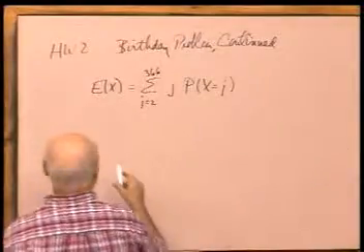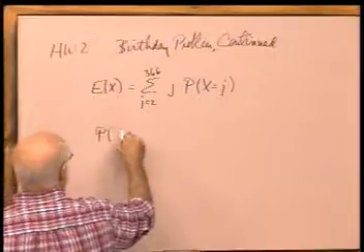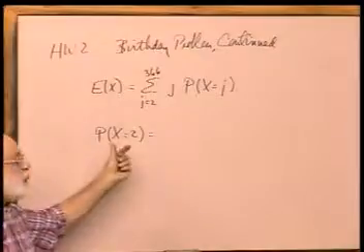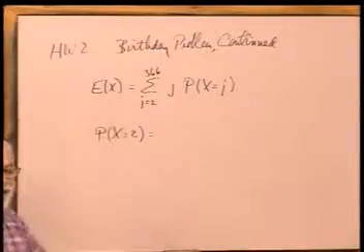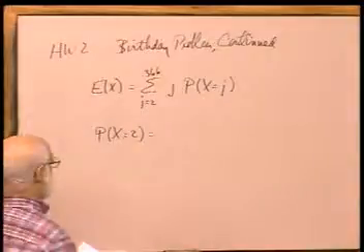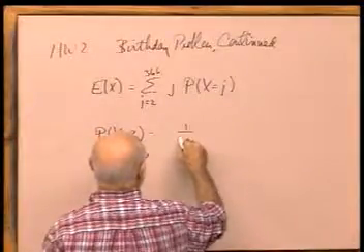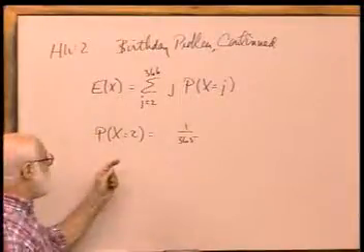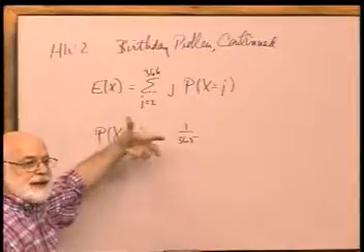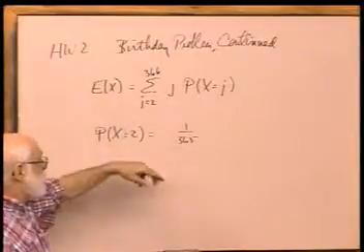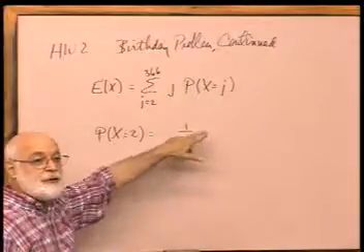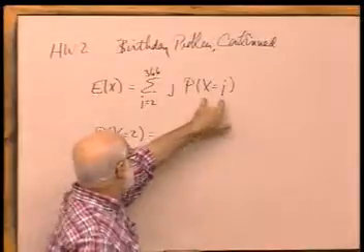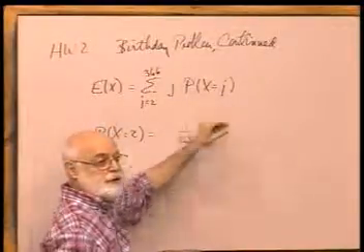Okay, so what is the expected value? First, I got to calculate the probabilities. So what's the probability that x equals 2? In other words, what's the probability that when I question people one at a time, the first match will come on the second person? As we all know, that value is 1 over 365. The reason being that when you question the first person, no matter what birthday he has, the second person has one chance out of 365 of having the same birthday. So that's the probability of a match. So when j is equal to 2, that value is 1 over 365.